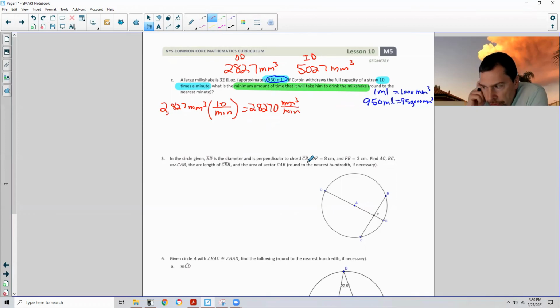Okay, so the time needed to finish 32 fluid ounces, or 950,000 cubic millimeters, would be 950,000 cubic millimeters divided by this 28,270 cubic millimeters per minute.